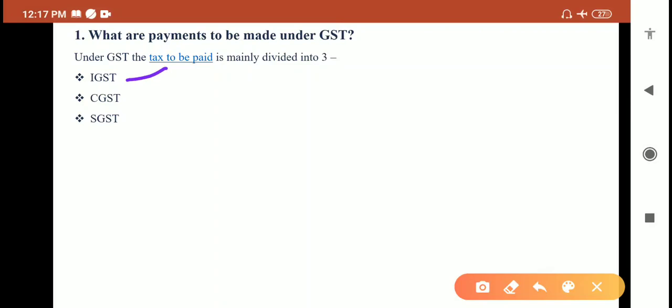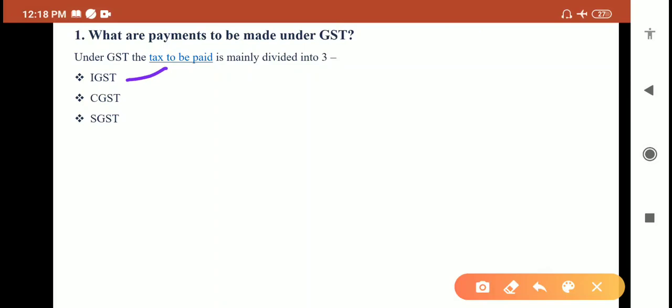And also in cases of export or import of goods or services, or when the supply of goods or services is made to SEZ, which means special economic zones, or supply of goods and services is made by SEZs. So these transactions are assumed to be interstate transactions. For these interstate transactions, the seller has to collect the GST called IGST, integrated goods and service tax.